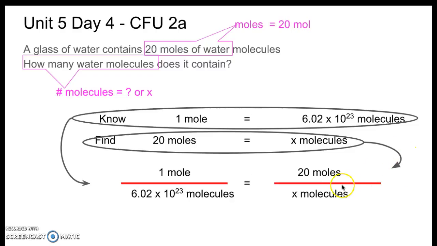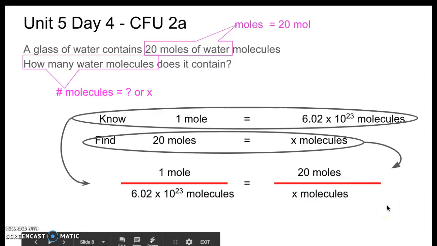Now before we proceed, it's really important to note that we have the unit of mole in the numerator of the first fraction. We also have it in the numerator of the second fraction. It honestly doesn't matter if you put molecules on top or moles on top in the first fraction, as long as you do the same thing in the second fraction. So your units have to match. Moles on top, moles on top.